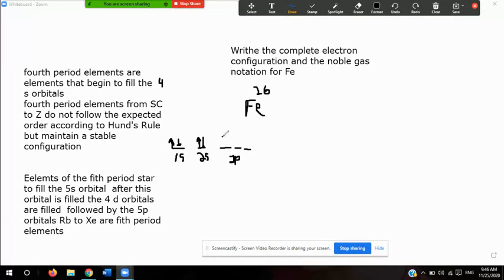So this is the orbital notation, what we're doing here. And this is so you guys have an idea of what you need to do for the homework assignment, right? The orbital notation. After that, we go to the 3s.